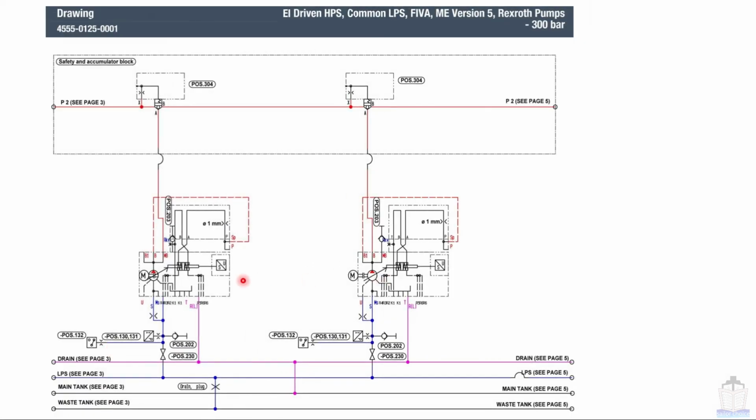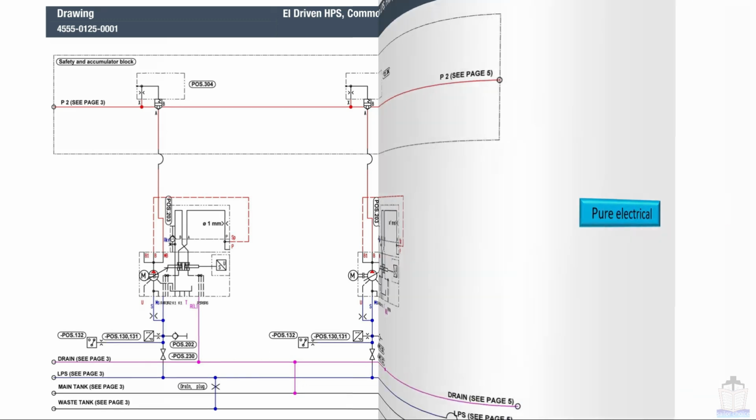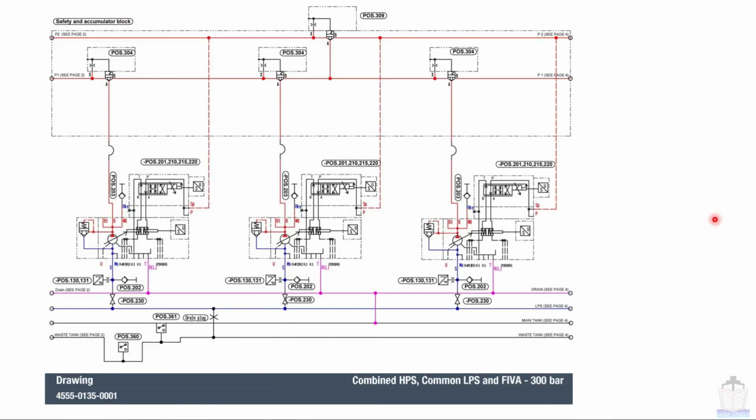In this diagram, the two pump configuration has been shown. Here also written P2, that means this is an electrical driven HPS pump system. So this is also a pure electrical configuration. Now going to see another example.